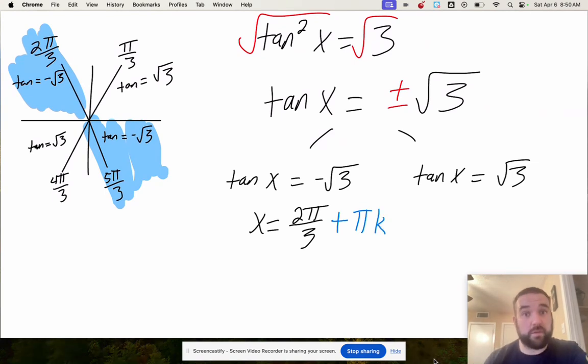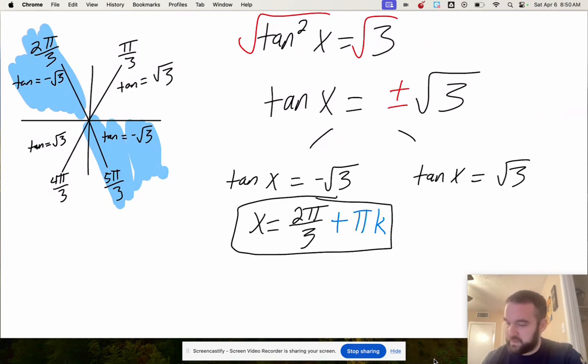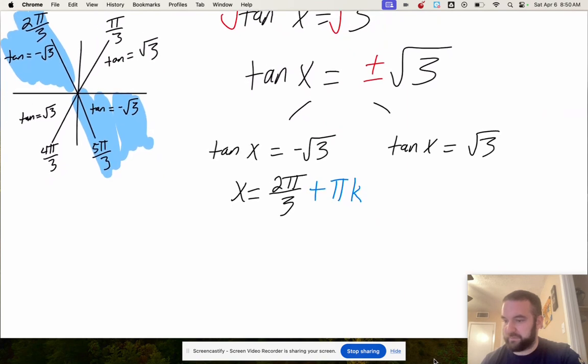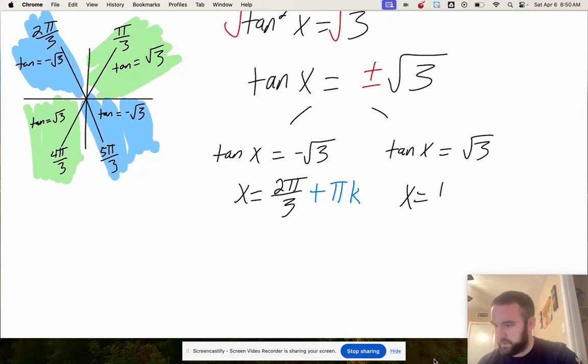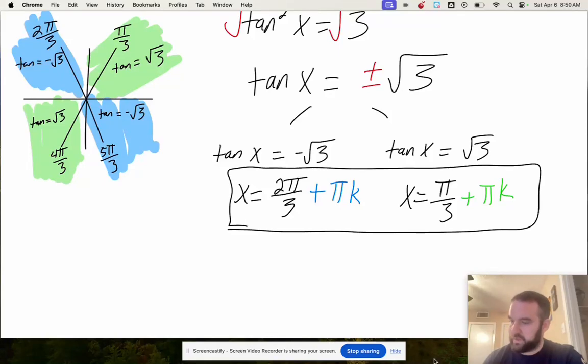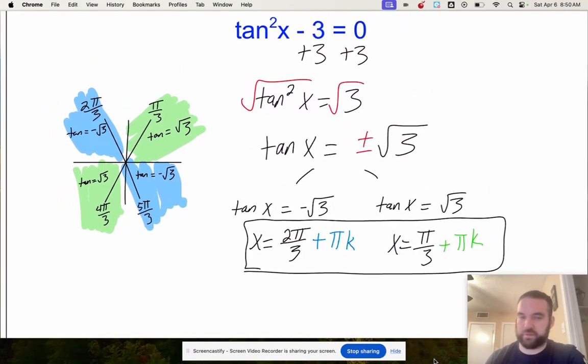Now, could you say 5 pi over 3 plus pi k? Absolutely, as long as you start with one of the angles. I'm actually not going to box that in because that's only half of our solution. The other half of the solution is pi over 3, which is the first time after 0 that the tangent's equal to root 3. And then I also have 4 pi over 3 down there. So I'm going to say x has to be pi over 3 plus pi k. And these two together create my solution set. So those are all the solutions, or all the values where the tangent is equal to root 3 or negative root 3.